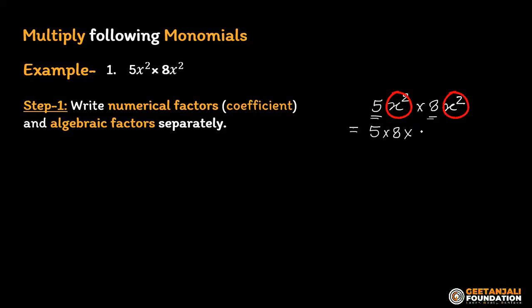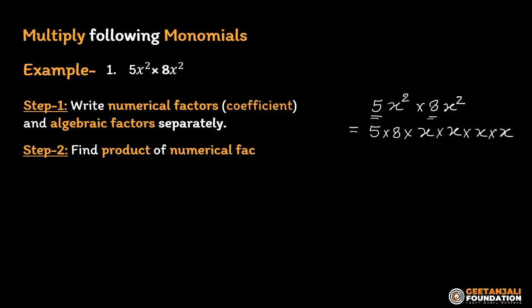factors. So if I want to write, I can write this x squared as x times x, because what is the meaning of this exponent? Meaning of this exponent is that x is multiplied twice. So in short, we write that x squared. Similarly here, it is x squared. It means x is multiplied twice. So these are the numerical factors and these are the algebraic factors. Let's see the next step.